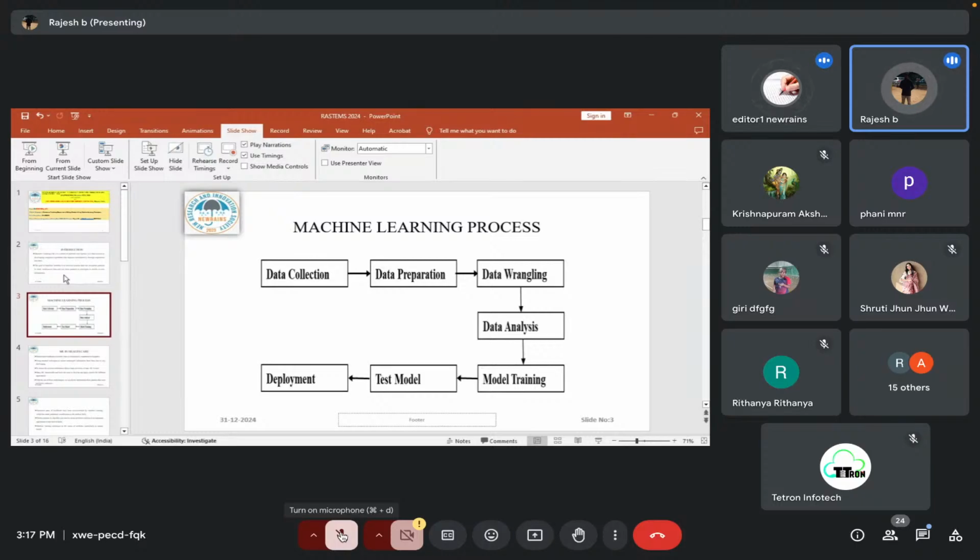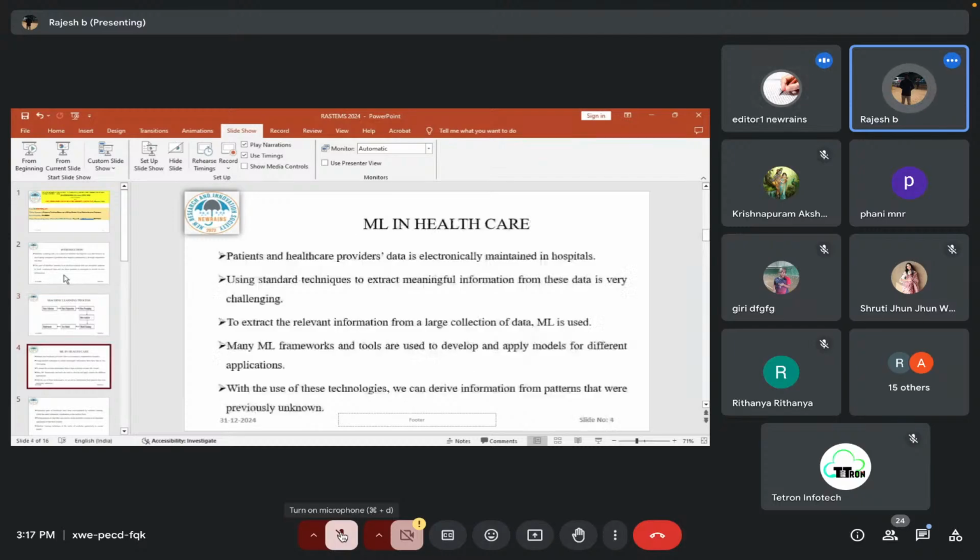After completion of the model testing, we can deploy the machine. And ML in healthcare, as we know, in many hospitals have their own software which is used to store patient details, and using standard techniques to extract meaningful information from these data is very challenging. We can extract these data using machine learning techniques, and using different tools and frameworks of machine learning, we can predict or identify different diseases.